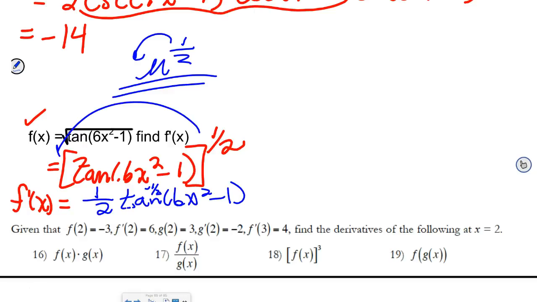Now do the chocolate. Who's the next layer in this embedment? Is that a word, embedment? Tangent. What's tangent's derivative? Secant squared. There it is. So I'm going to do secant squared. I'm going to keep the guts intact. Who's the innermost layer?